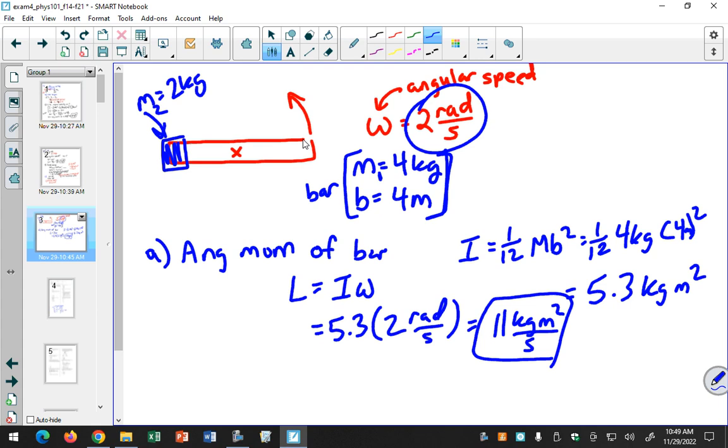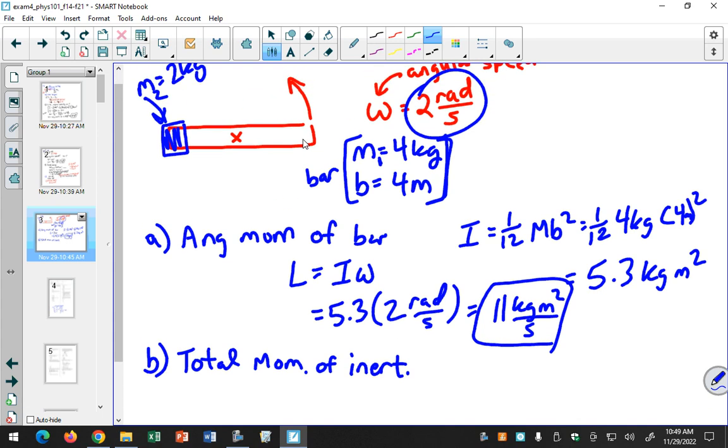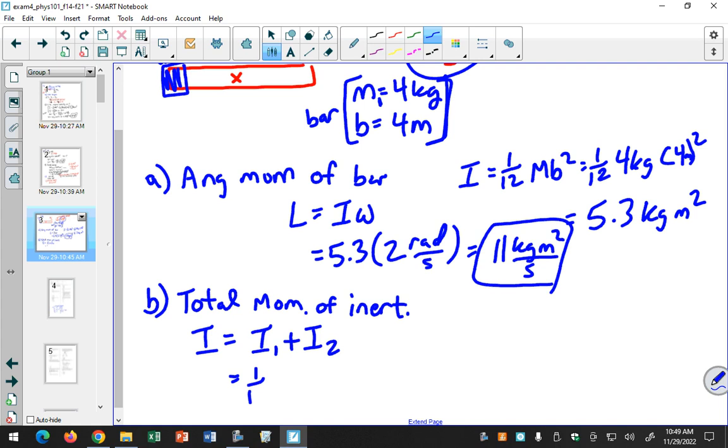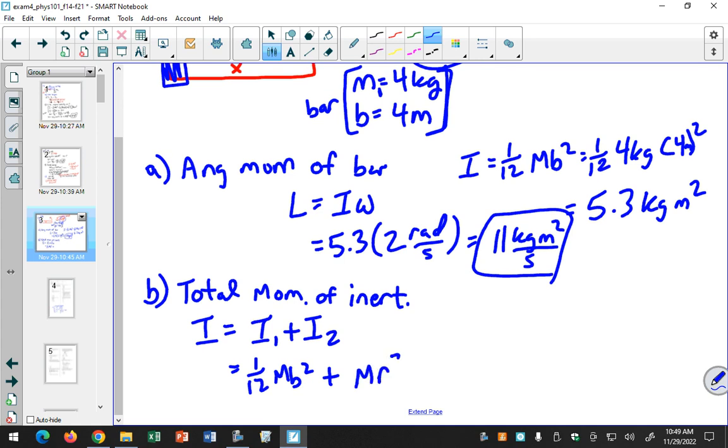Okay? The second part is what is the total moment of inertia? Again, mom is moment, that's an abbreviation. What is the total moment of inertia? I have two objects coming together now. And so the total moment of inertia is equal to I1 plus I2. We've already done the first one. That was that 1/12 mb squared. But then the second one, I'll have just mr squared.